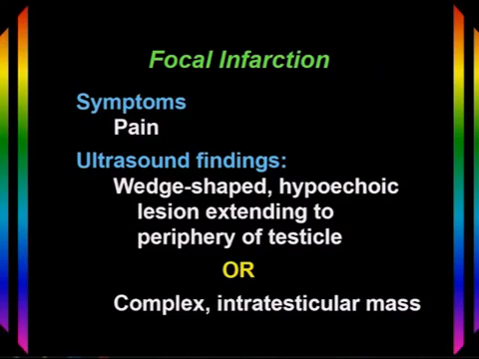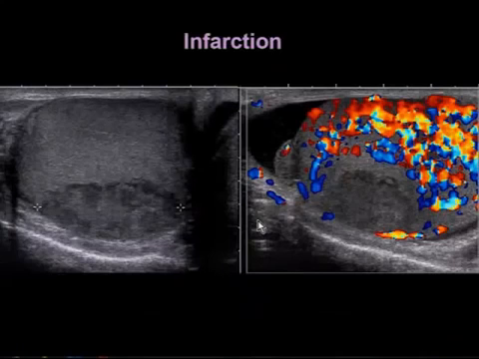Now, occasionally patients suffer a focal infarction. Nobody knows exactly how this occurs, but it does tend to be in older patients. And these patients present with acute pain. And what we'll see is either a wedge-shaped hypoechoic area at the periphery of the testicle, or we might just see a complex intratesticular mass. These masses are indistinguishable from tumors.